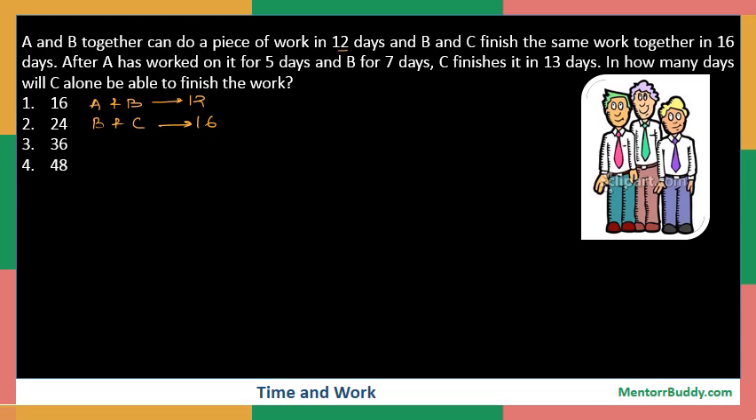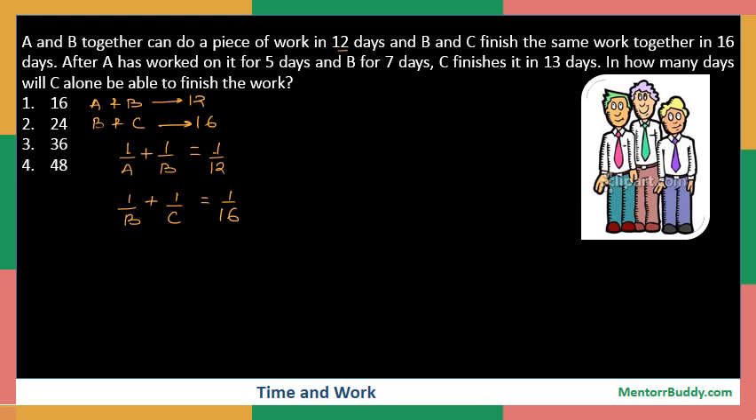A and B can finish the total work in 12 days, so we can form an equation: 1 upon A, that is A's one day work, plus 1 upon B, that is B's one day work, is equal to 1 upon 12, that is their one day work. Similarly, 1 upon B plus 1 upon C, that is C's one day work, is equal to 1 upon 16.